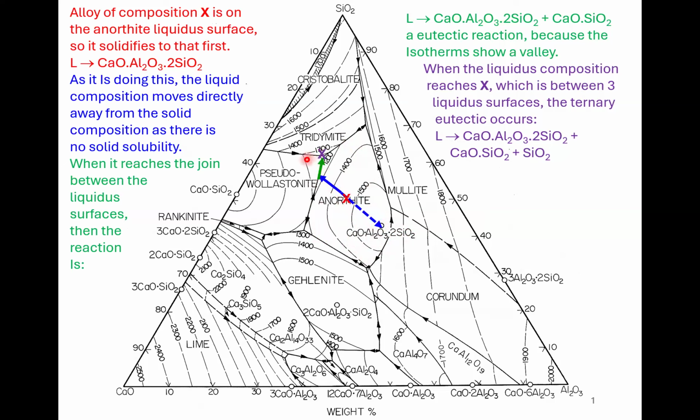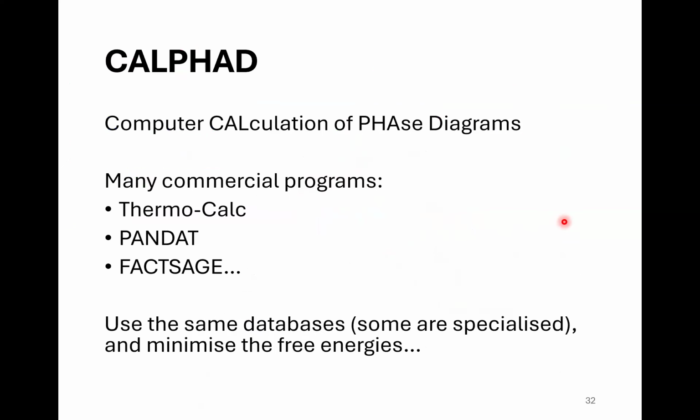univariant line, which happens to be a eutectic because it's got a nice V. It'll run down there, and then it will run down and form the ternary eutectic. So you could plot any composition on there and work out exactly how it will form. So it's really nice and useful.